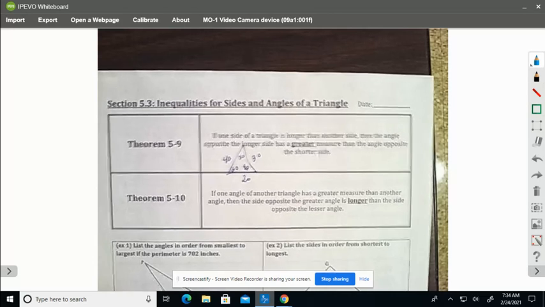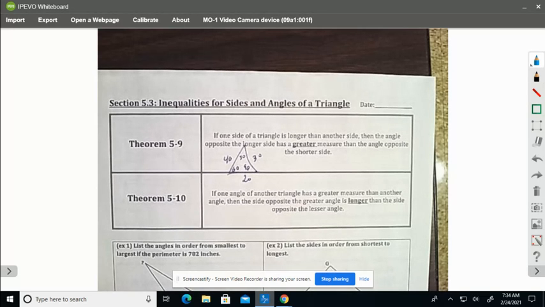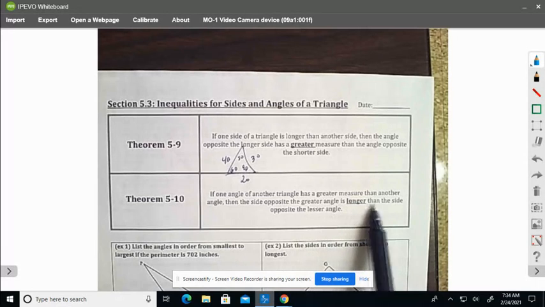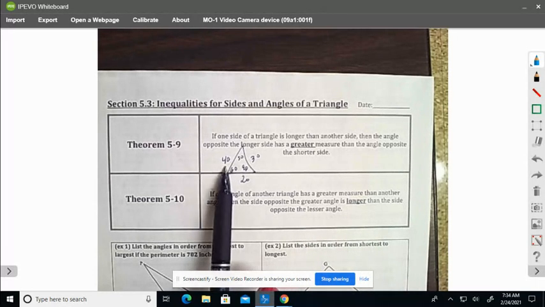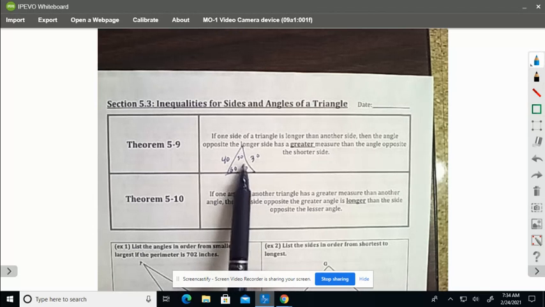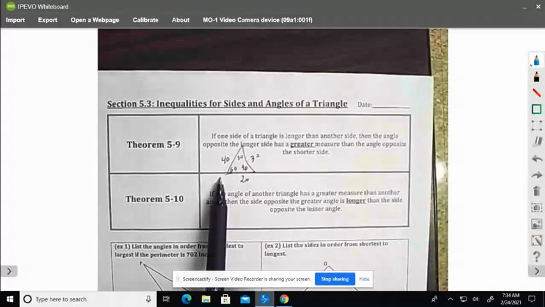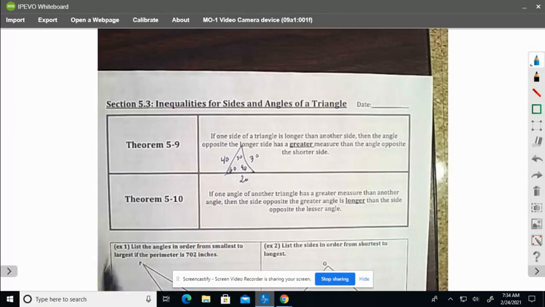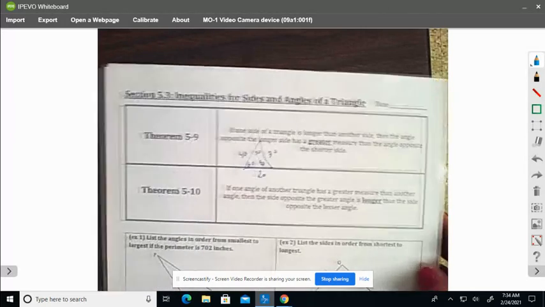The next theorem basically says, I kind of just explained both of them, but if one angle of a triangle has a greater measure than another angle, then the side opposite the greater angle is longer. So if this is 40, the angle opposite is the largest. If this is 90, the side opposite is the largest side. Okay, so that's basically what those two theorems are summing up for us.